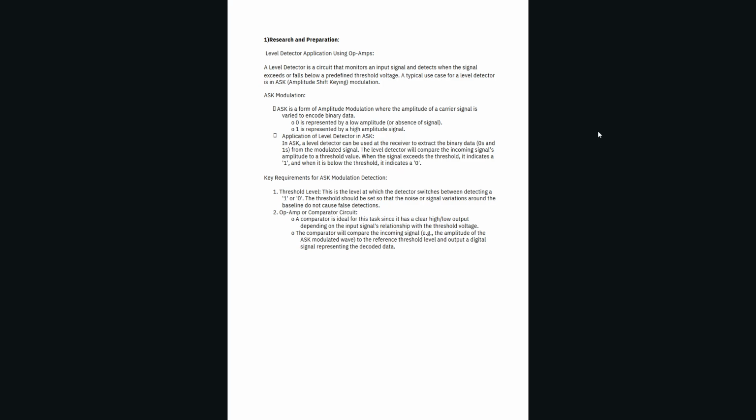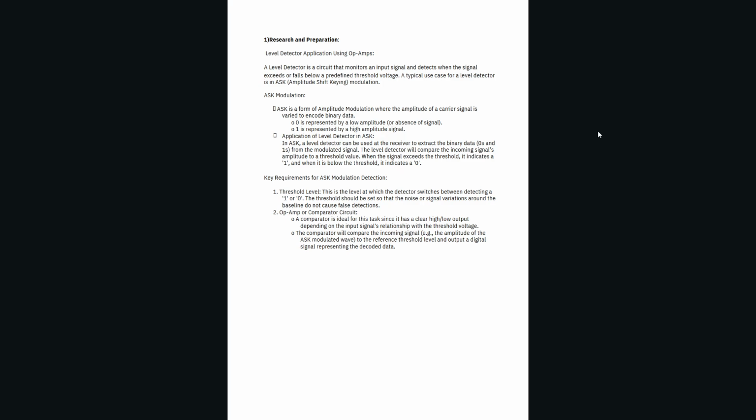A level detector is a circuit that monitors an input signal and detects when the signal exceeds or falls below a predefined threshold voltage. A typical use case for a level detector is in ASK modulation. Now, ASK modulation is a form of amplitude modulation where the amplitude of a carrier signal is varied to encode binary data, where 0 is represented by a low amplitude and 1 is represented by a high amplitude signal.